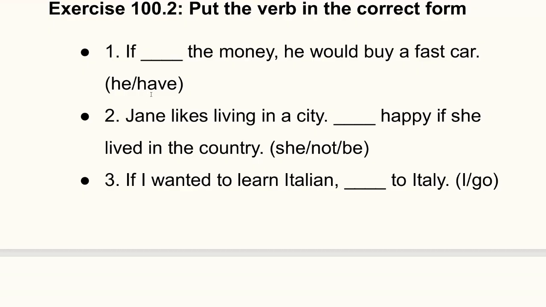If he had the money, he would buy a fast car. Jane likes living in a city. So we have she and not and be, we can say: she wouldn't be happy if she lived in the country. If I wanted to learn Italian, I would go to Italy.